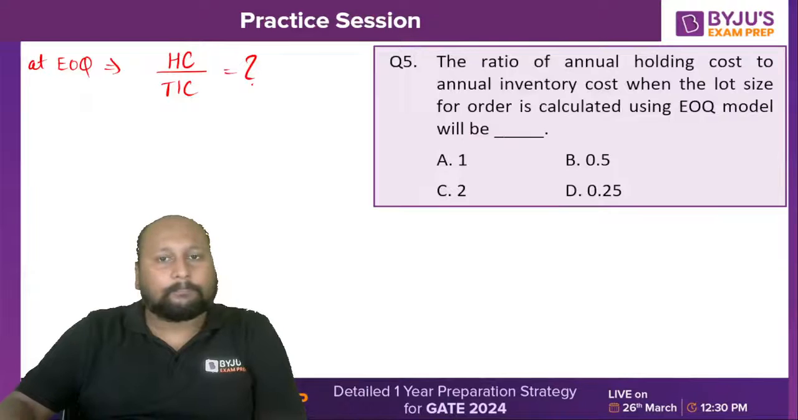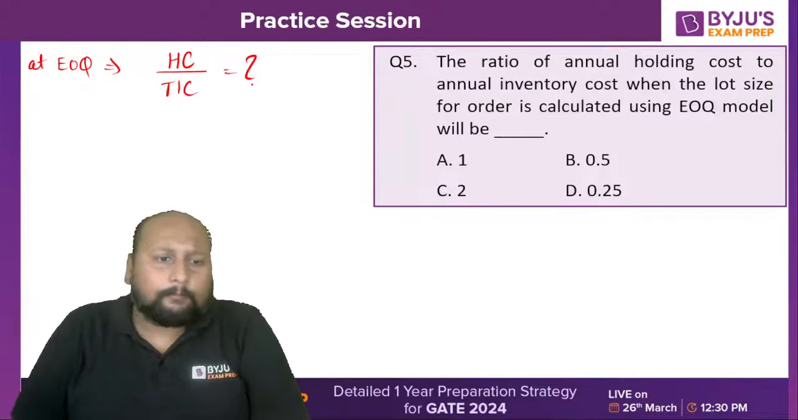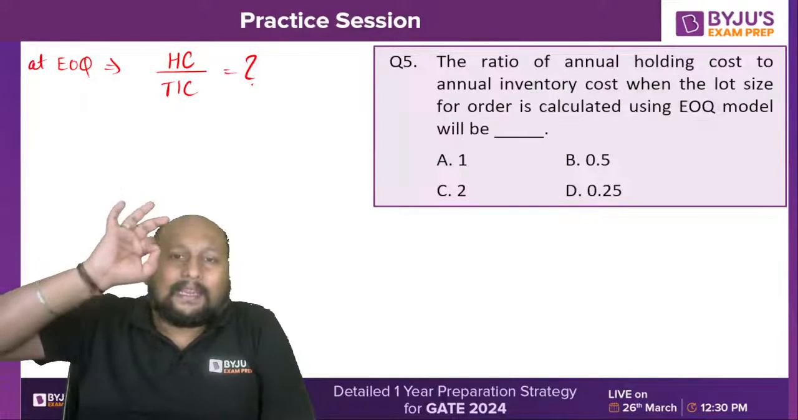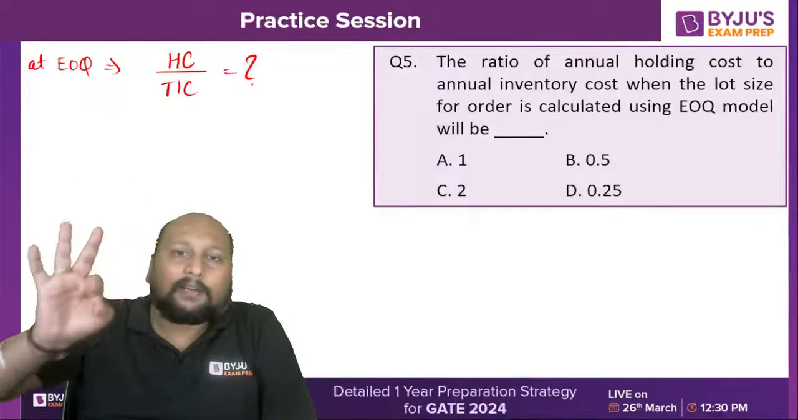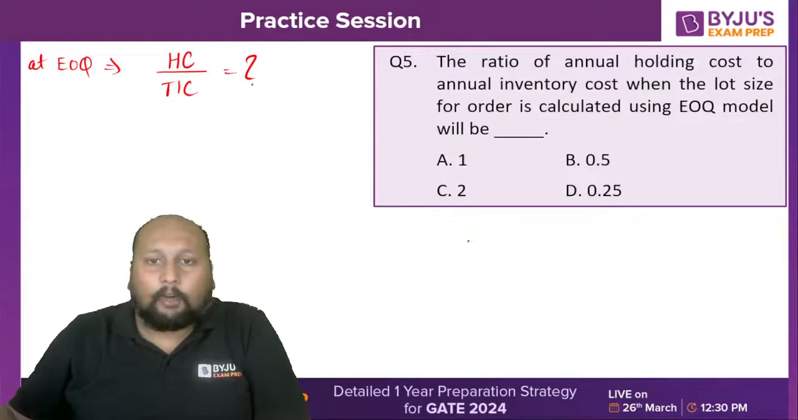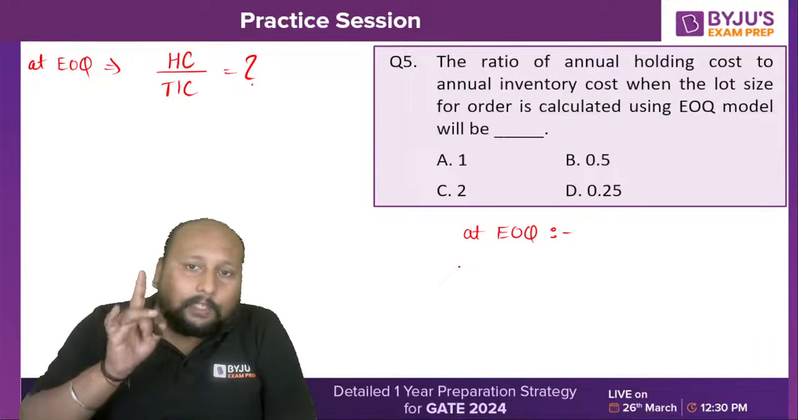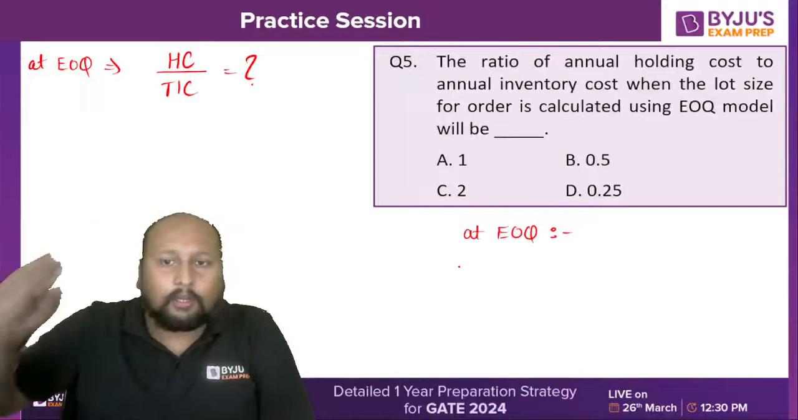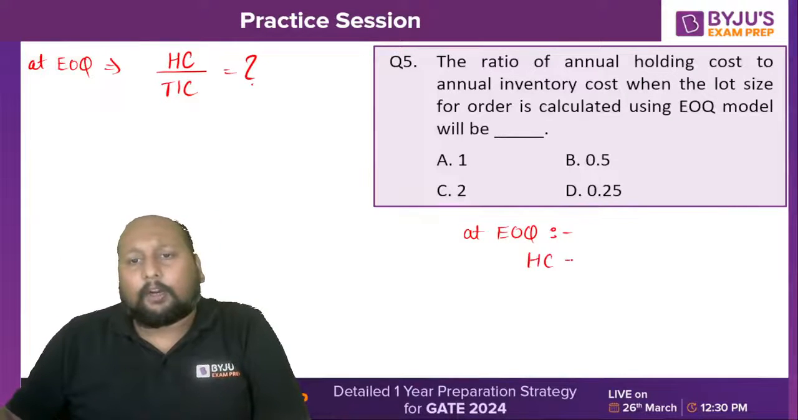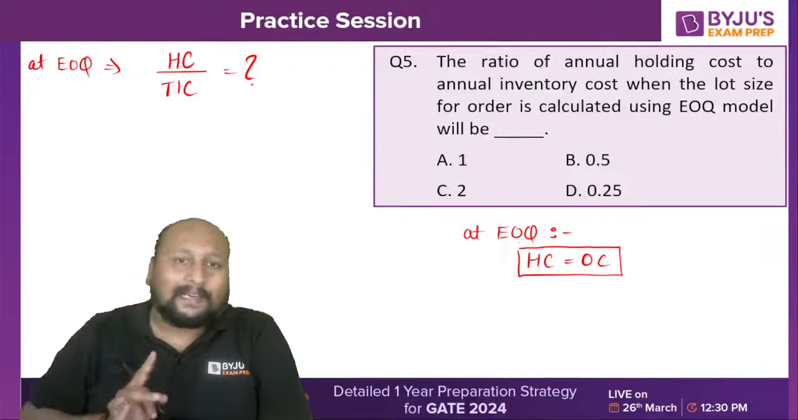A simple question which you can easily answer if you are thorough with the concept. Tell me one thing, at economic order quantity, what is the relation between holding cost and ordering cost? Sir, we know that at economic order quantity, both will be having an equal magnitude. Yes, holding cost and ordering cost will be exactly the same.